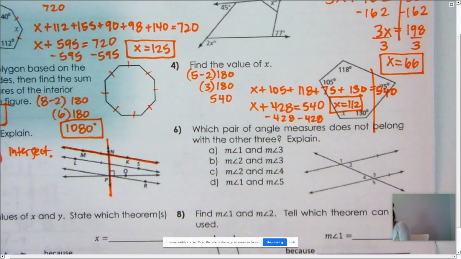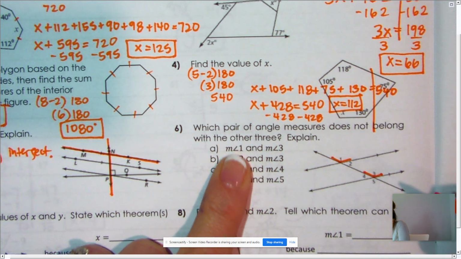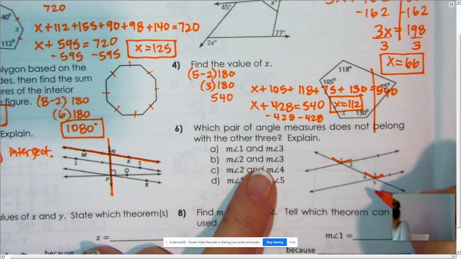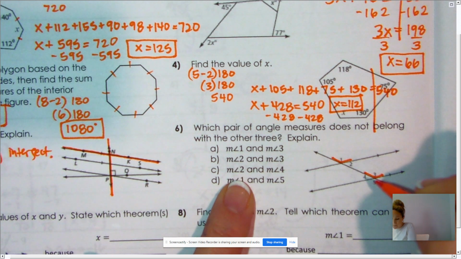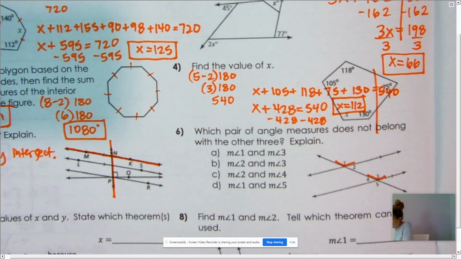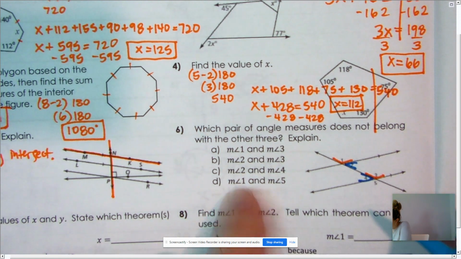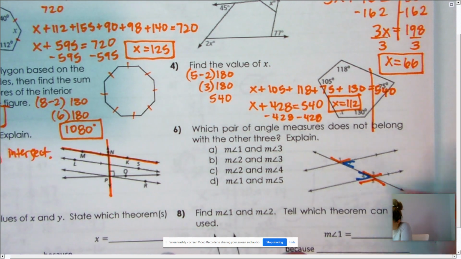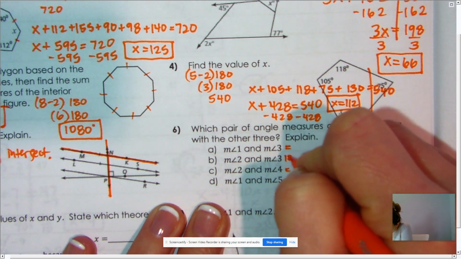Okay. Question number 6 says, which pair of angle measures does not belong with the other 3 and explain? Okay, so if I'm looking at 1 and 3, those are corresponding and they're equal to each other. 2 and 3 are same side interior that make 180. Let's look at the other ones. 2 and 4 are alternate interior, but they're equal to each other. So that's equal to that. 1 and 5, well, 1 and 5 are equal to each other.